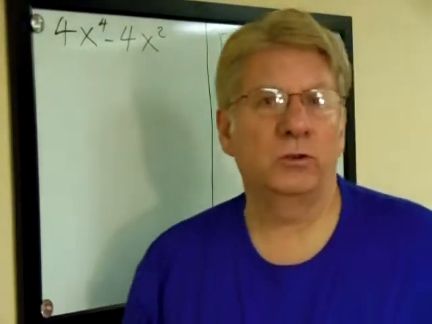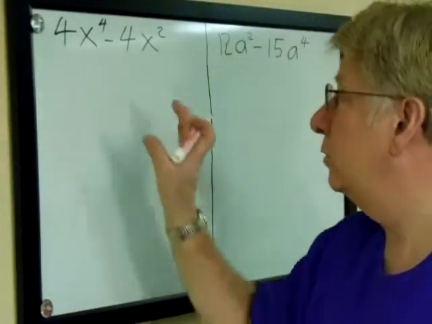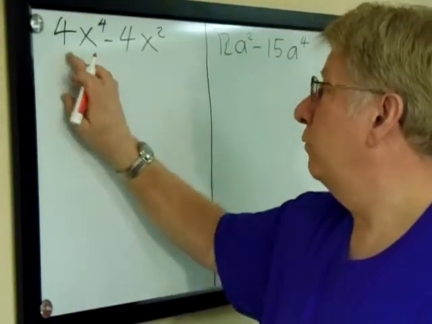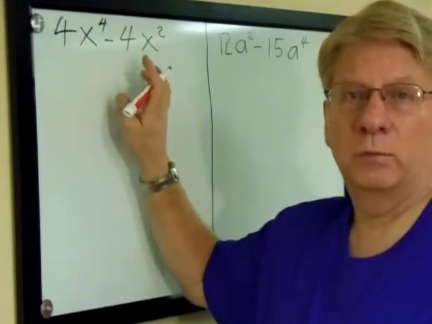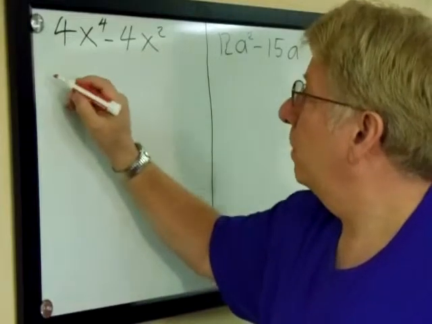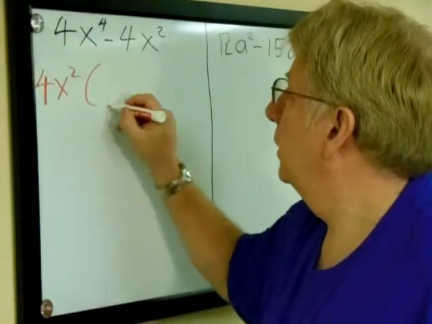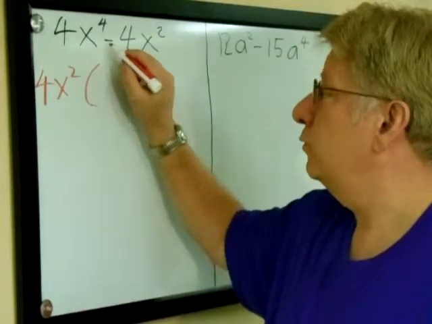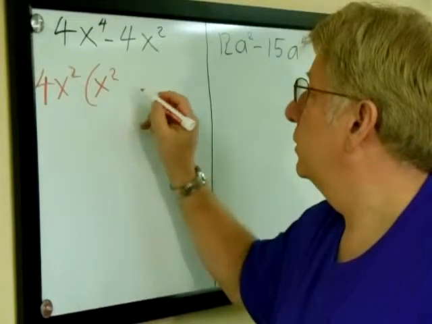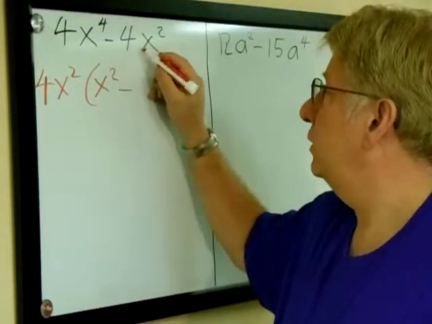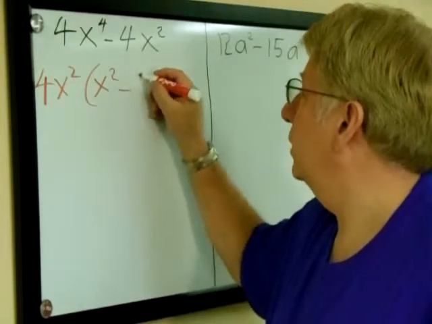The first thing I always do is I look at the terms and see is there a common factor to both terms. Well, 4 is common to both terms, and x squared can be divided into both terms. So I'll separate out 4x squared. If I divide the first term by 4x squared, I end up with an x squared left. And the second term, if I divide 4x squared by 4x squared, I end up with a 1.